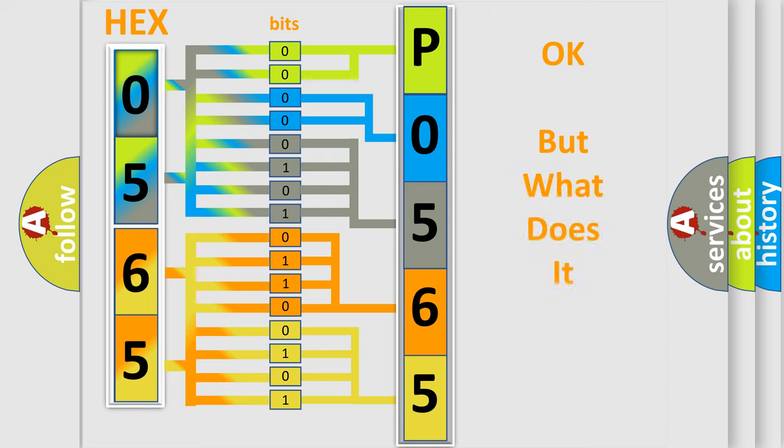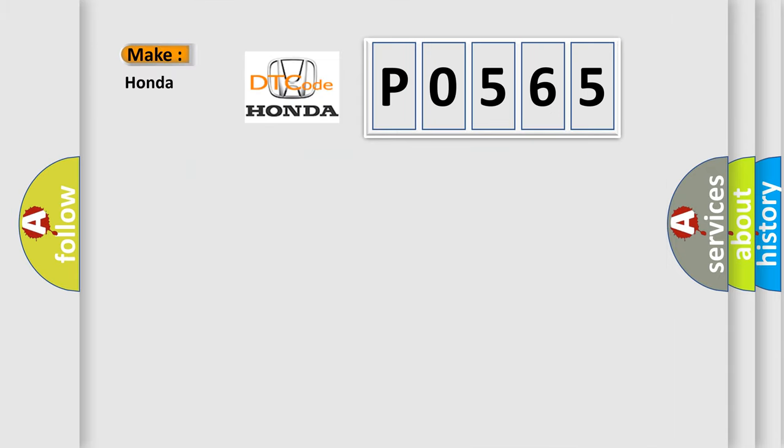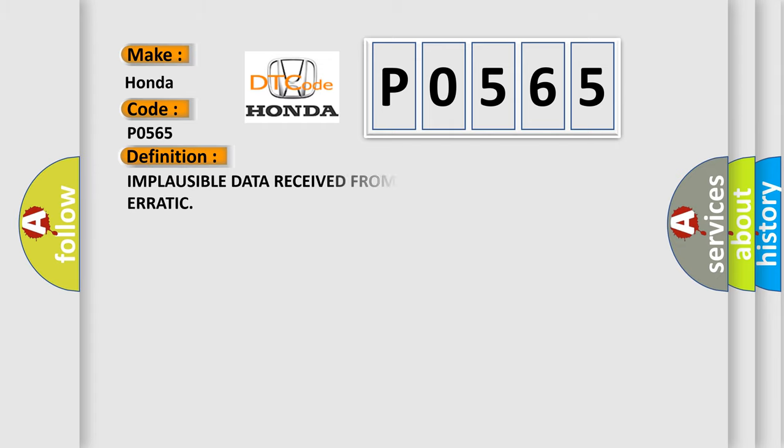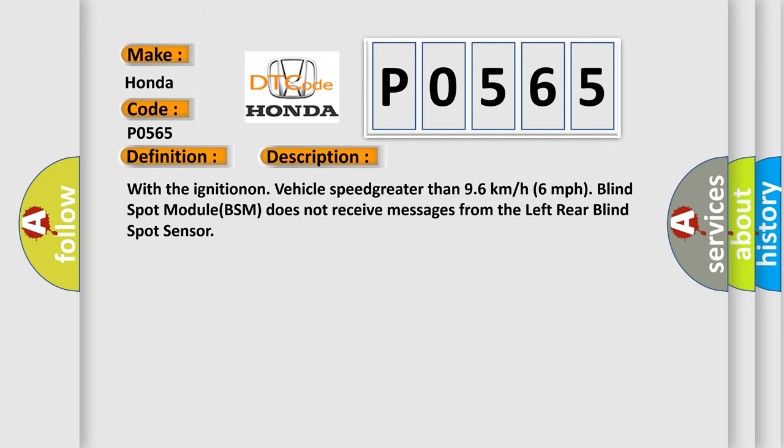The number itself does not make sense to us if we cannot assign information to what it actually expresses. So, what does the diagnostic trouble code P0565 specifically mean for Honda? The basic definition is implausible data received from the driver blind spot sensor, erratic. And now this is a short description of this DTC code. With the ignition on and vehicle speed greater than 96 km/h, 60 mph, the blind spot module BSM does not receive messages from the left rear blind spot sensor.